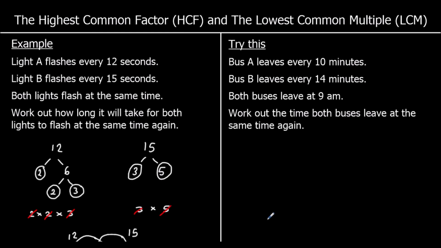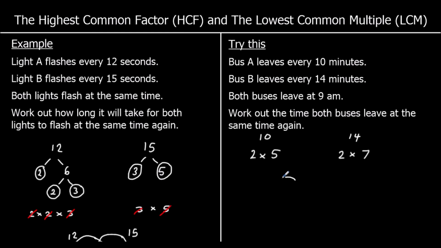Okay, so we've got bus A leaves every 10 minutes. Bus B leaves every 14 minutes. Both buses leave at 9 AM. Work out the time both buses leave at the same time again. So we can break these down into their prime factors. 10 is equal to 2 times 5, and 14 is equal to 2 times 7.